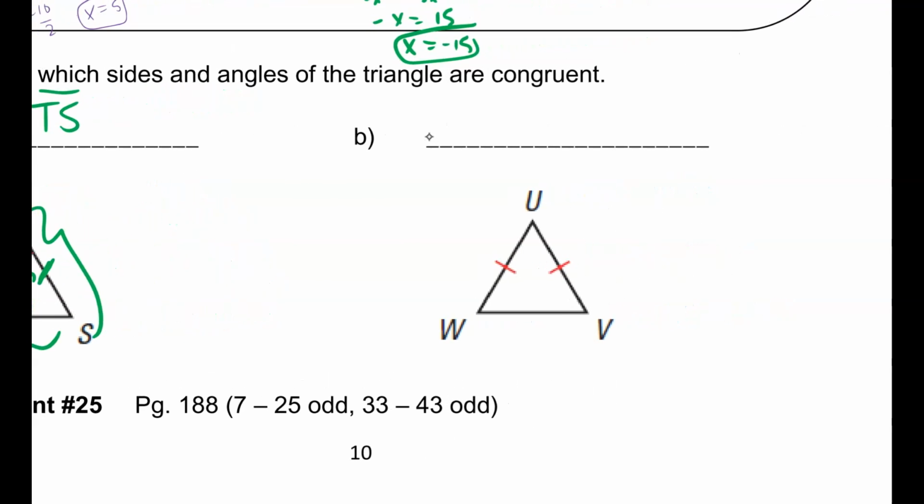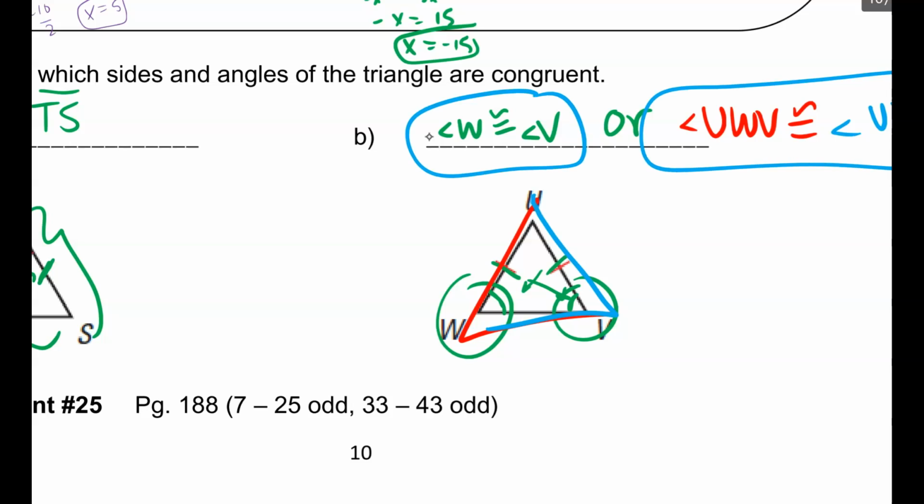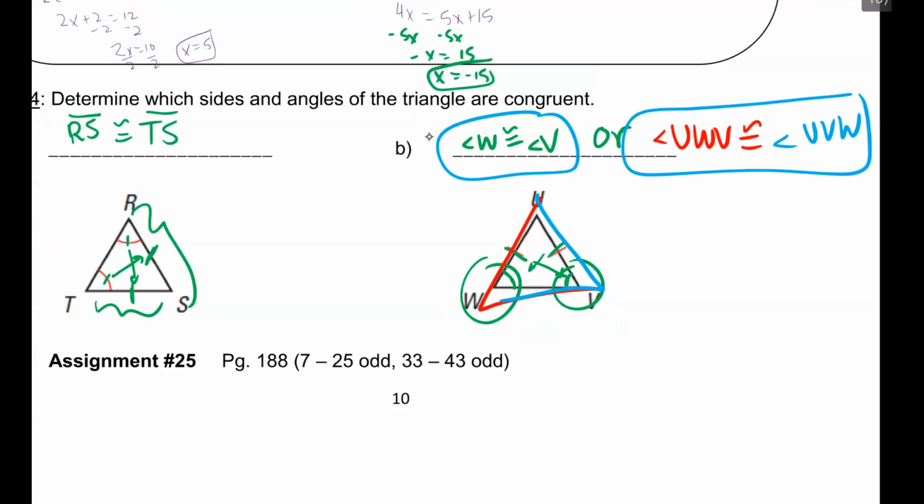Okay, let's see. So we know that these two side lengths are congruent. So the angles across, these 2 angles must be congruent. So you can say angle W is congruent to angle V, or we can name it in the triplet UWV. So angle UWV must be congruent to angle, what is this, UVW. Okay, angle UVW. Either one of these is correct. You either can name it with a single letter or a triplet of 3.